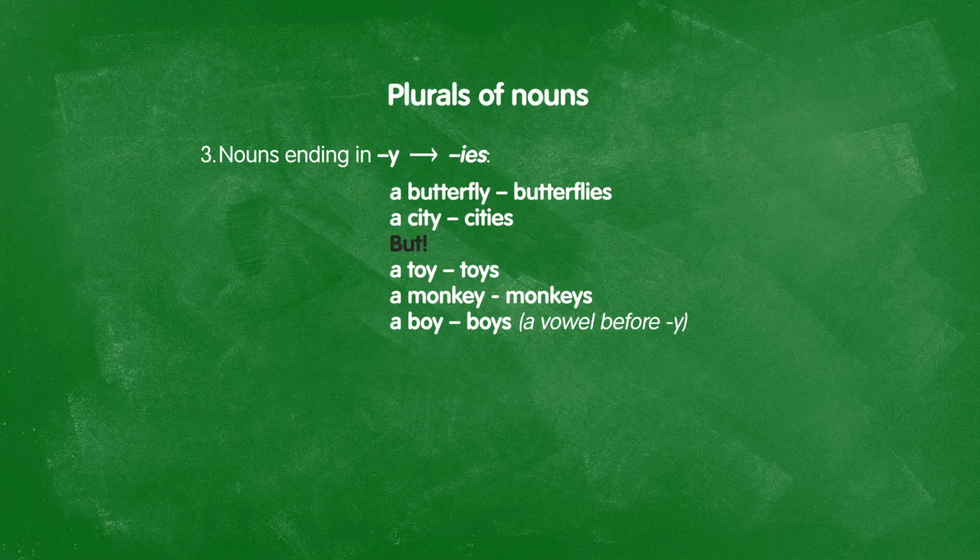The same for monkeys. Monkey with a Y just adds S, monkeys. And boy turns to boys. You do not say Boise, you just say boys, B-O-Y-S. And the rule for this is that if there is a vowel, A, E, I, O, or U, before Y. If there is a consonant, Y to I and add ES. If there is a vowel, leave the Y as it is and just add S.